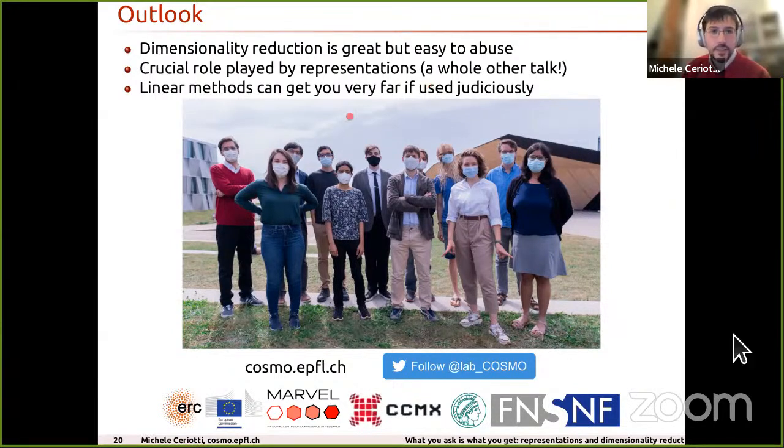A final message is that, as much as deep learning methods are nice, you can also do a lot of nice stuff with linear methods, and the robustness that you get and the possibility of interpreting very easily what you're doing is something which is always worth considering.